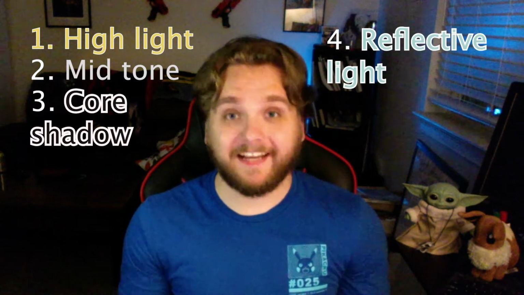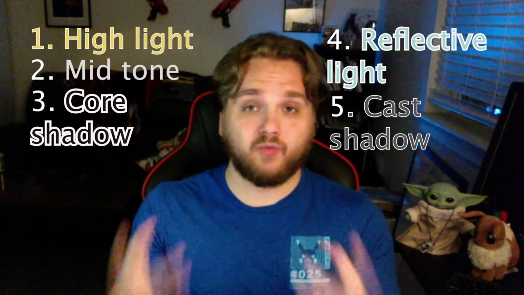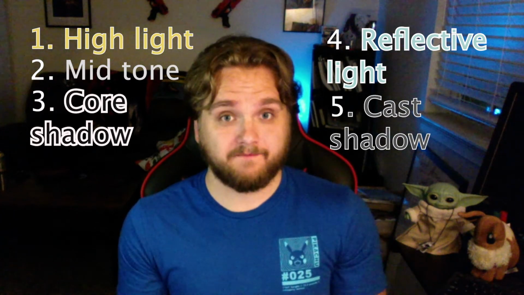This is when you implement the 5 different value aspects of a shape. These aspects do correlate with hard, soft, and lost edges, but the 5 elements are highlight, midtones, core shadows, reflective light, and cast shadows. So let me explain a little bit more about each one of these different aspects.